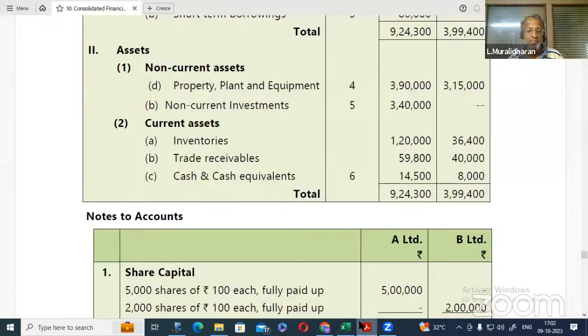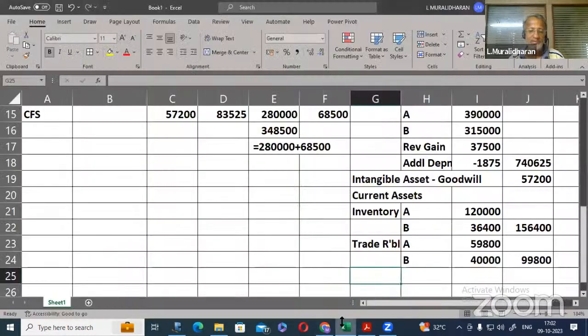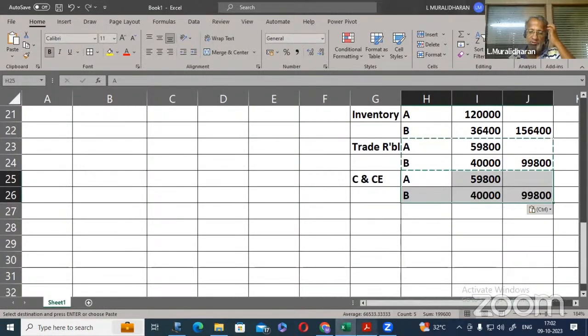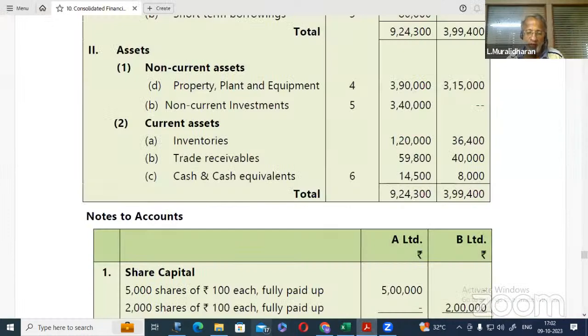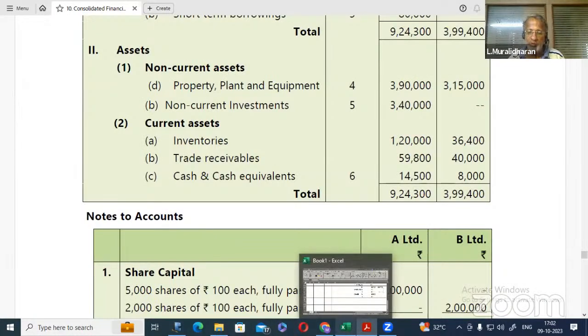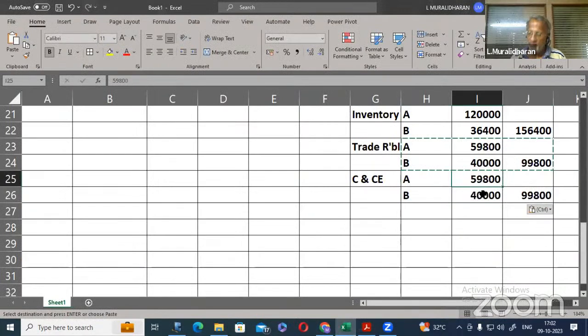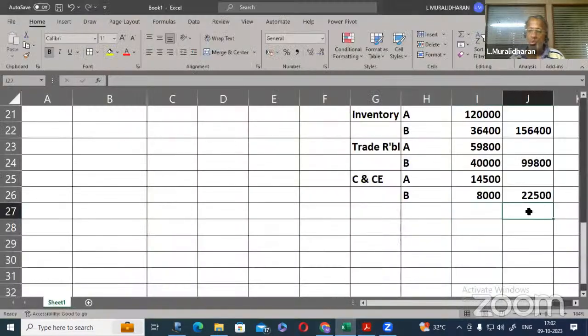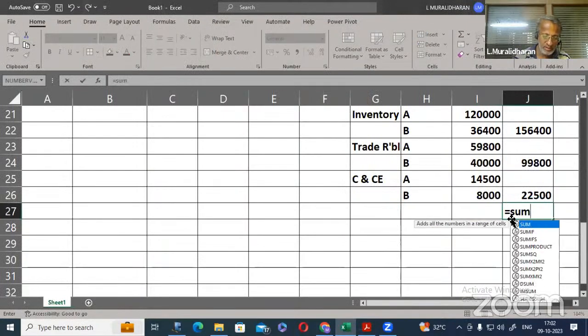Next item being cash and cash equivalents. How are we taking it up? Same way, we will just copy and paste it there. So what are the respective figures? 14,500 and 8,000. Now it is ready.